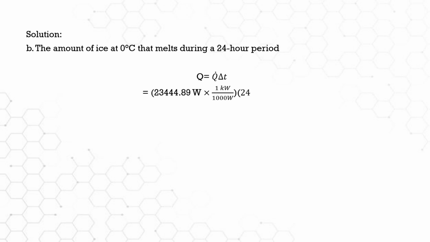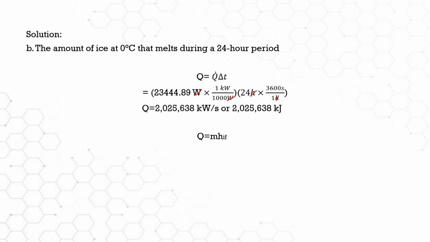Plug in the values rather, we have 22.78 kilojoules per second multiplied by 24 times 3,600 seconds, which is equal to 2,025,638 kilojoules.